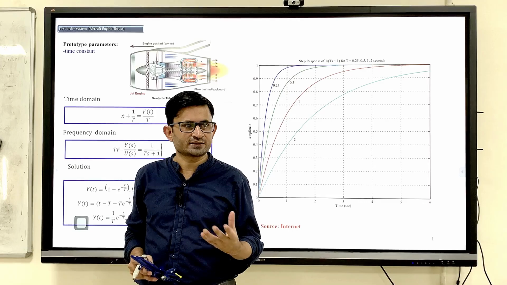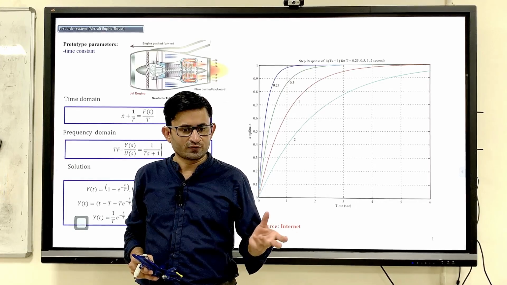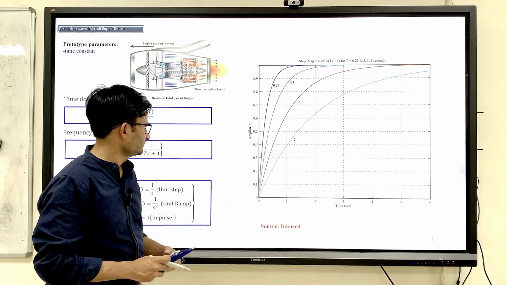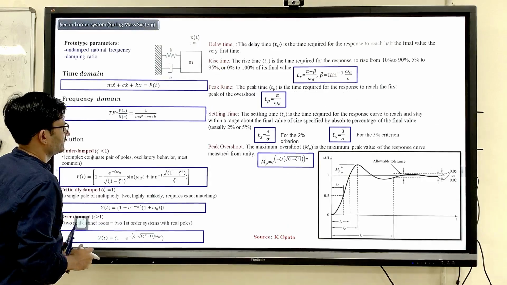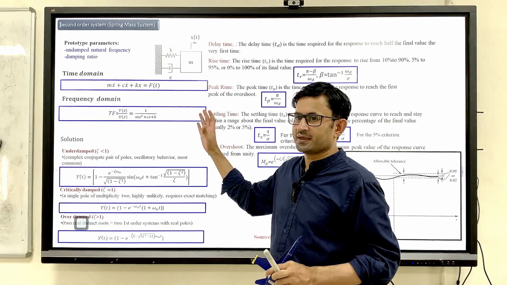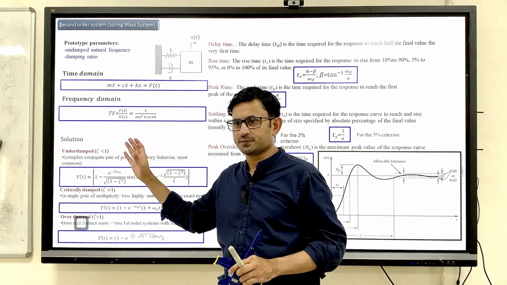In a second order system, now the frequency and damping will come. This is a second order system. This is a spring mass system. A simple example you can consider is a spring mass system.